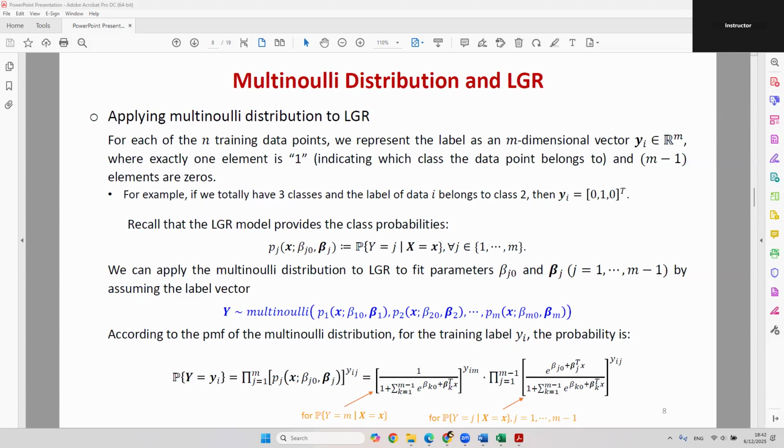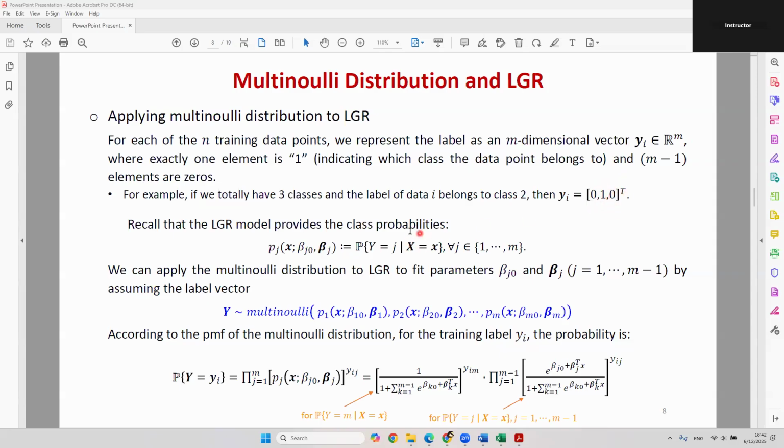Now for each of these n training data points, exactly one element is one, and all others are zero. This means that each training data point must belong to exactly one class. Here's a simple example. If we have three classes in total and the label of training data i belongs to class 2, the corresponding label is coded this way: 0, 1, 0. It doesn't belong to class 1, it doesn't belong to class 3, it belongs to class 2.